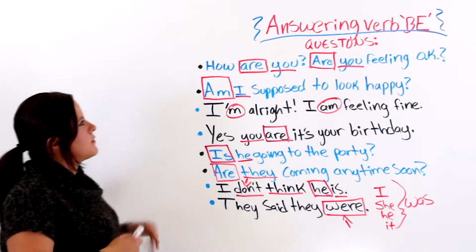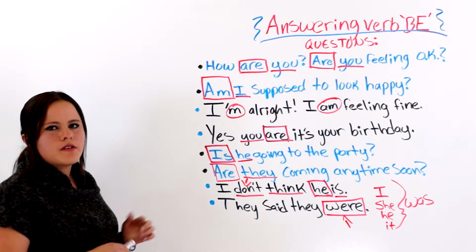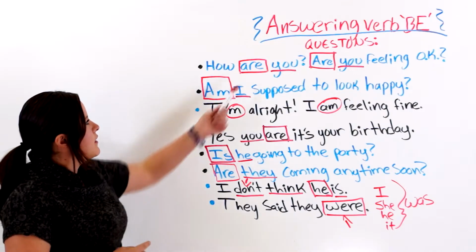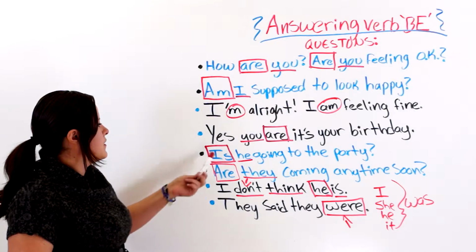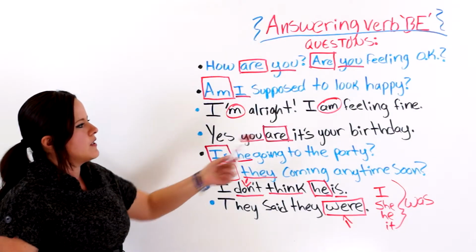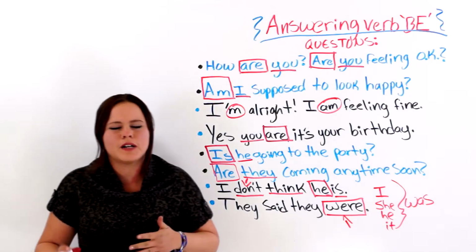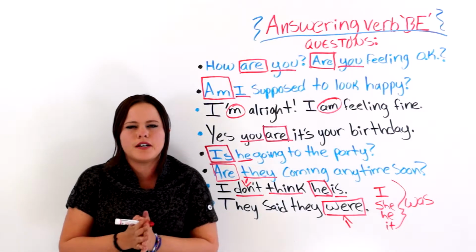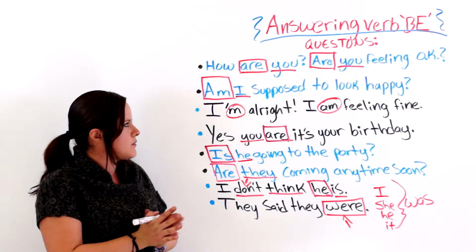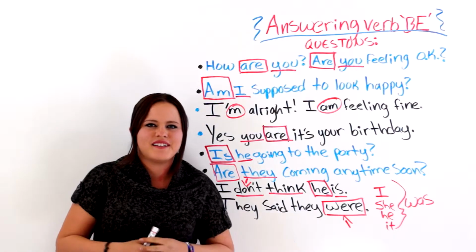This is how you're supposed to answer verb be questions. If you're answering verb be questions, you're supposed to use a verb be, but in the correct way, right? How are you? I am. I am all right. I am feeling fine, okay? You gotta know this, okay? I'm gonna move on to some practice so I can explain to you how to connect the personal pronouns to the verb be in a correct way and some more questions, okay? All right.